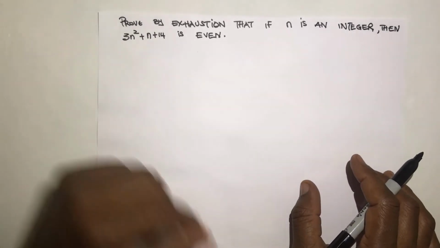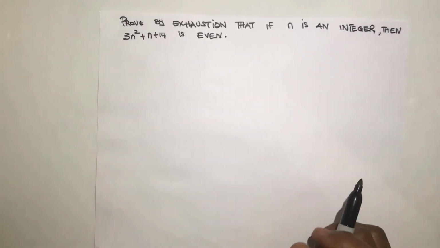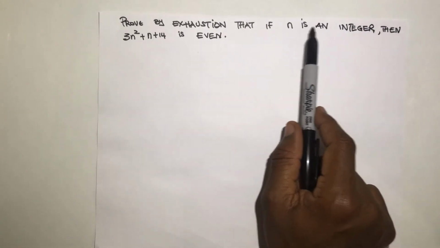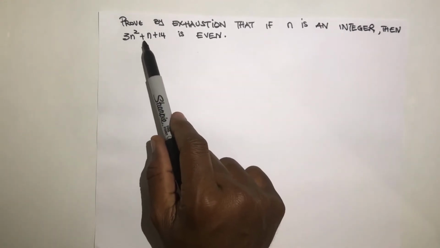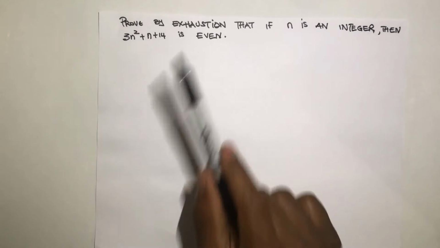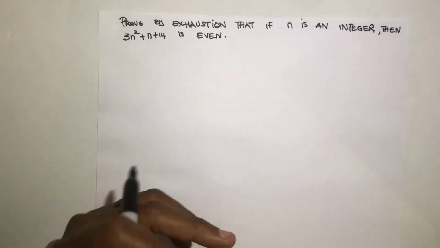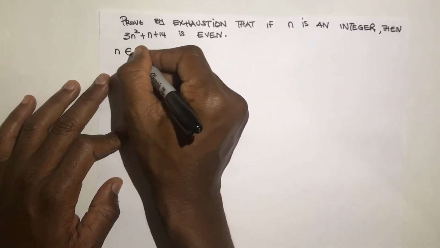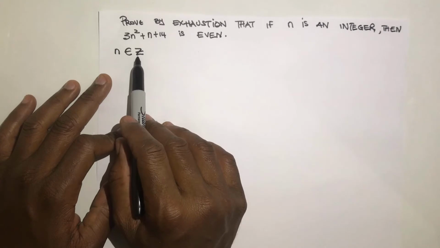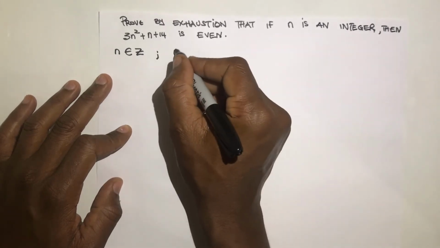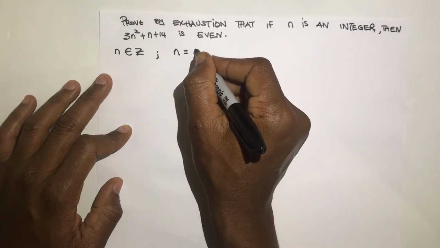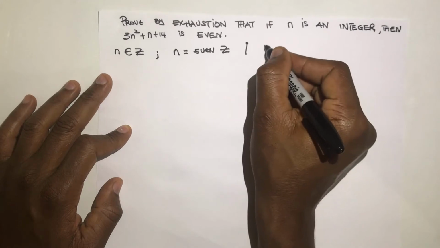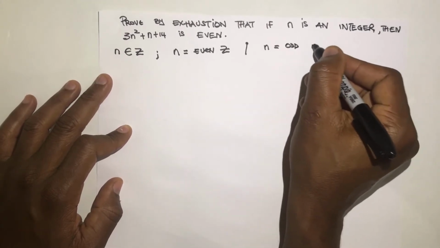Now let us look at the other question using proof by exhaustion. This question states that we should prove by exhaustion that if n is an integer, then 3n squared plus n plus 14 is actually even. Looking at this question, there are two cases, and those two cases are where n is an element of the integers, where n can be an even integer, or n can be an odd integer.